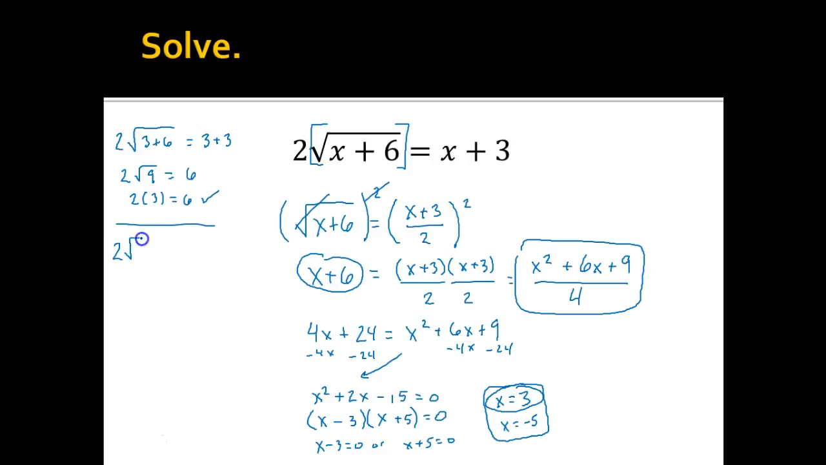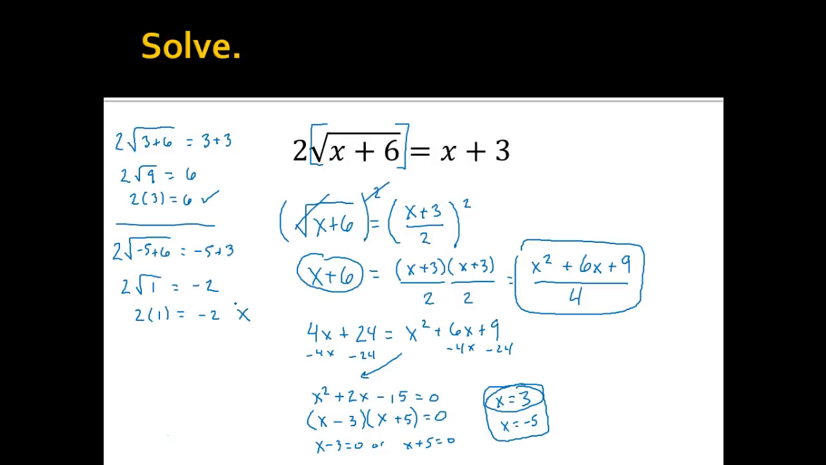Now we'll try that again with x equals negative 5. 2 times the square root of negative 5 plus 6 equals negative 5 plus 3. Okay, so negative 5 plus 6 is 1, so 2 square root 1 equals negative 5 plus 3, which is negative 2. And the square root of 1 is 1, so 2 times 1 equals negative 2. And of course that's false. You can see where that came from. If the square root of 1 was negative 1, then this would have worked out.